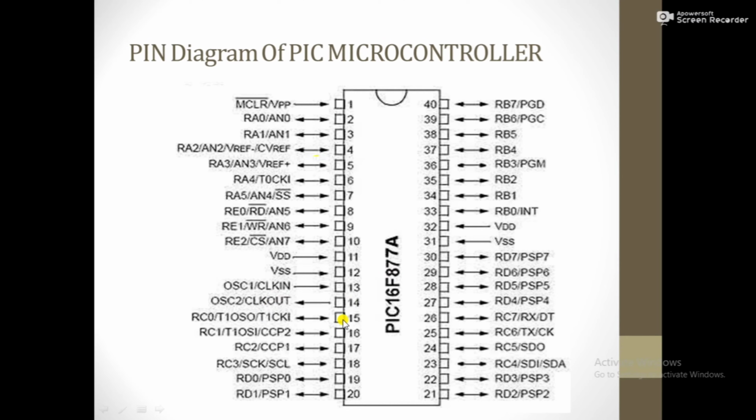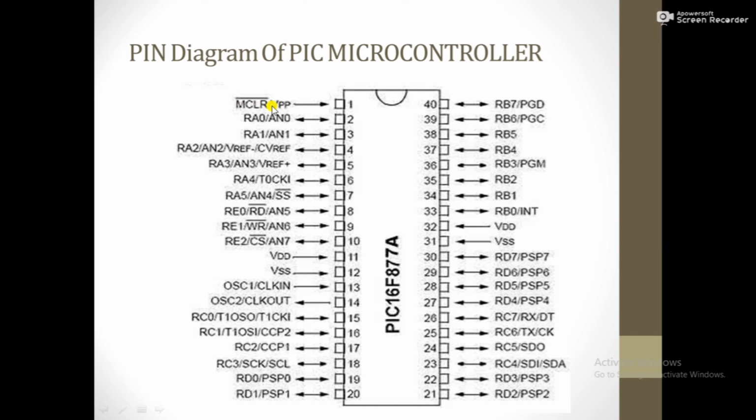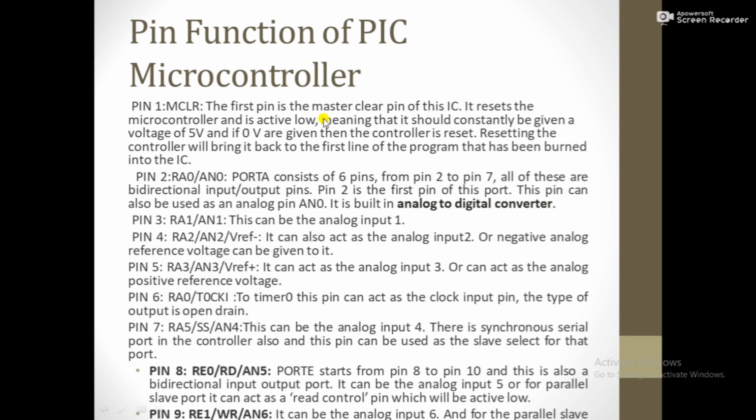And now we are going to see the pin diagram of the PIC microcontroller. Moving ahead, we are going to see the pin functions of the PIC microcontroller. Pin 1 is MCLR. This first pin is the master clear pin of this IC. It resets the microcontroller and it is active low, meaning that it should constantly be given a voltage of 5 volt, and if 0 volt is given, then the controller is reset. Resetting the controller will bring it back to the first line of the program that has been burned into the IC.